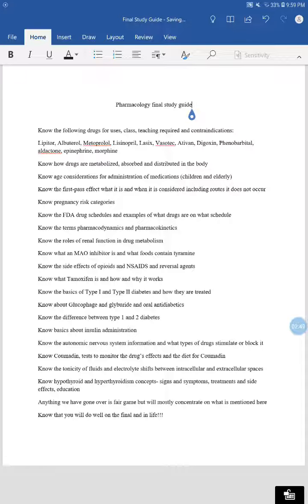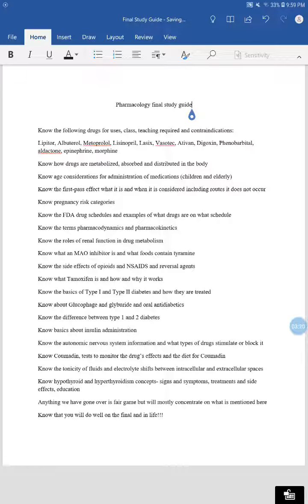The MAO inhibitor, know what it is, what we're treating the patient for when we give one of them, as well as what foods to avoid that contain tyramine, such as aged cheeses, wines, aged meats and things like that. Side effects of opioids: what are the biggest things we're looking for as side effects for opioids, as well as NSAIDs, as well as what their reversal agents are if they do have one.